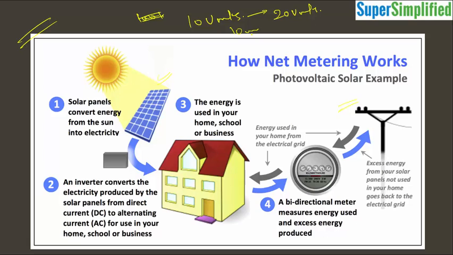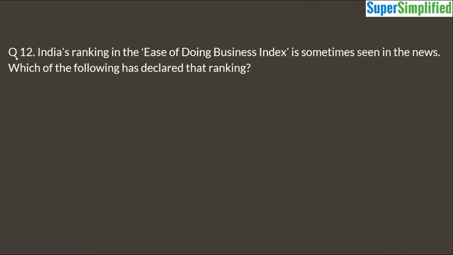So what they can do, they can sell these 10 units to the grid, and in the winters maybe their solar panel is producing only 5 units and their requirement is maybe 15 units. So this additional 10 units they can purchase from the grid. So they will be billed only based on the net usage, so this is known as net metering. Okay, right? So let's move to question number 12.